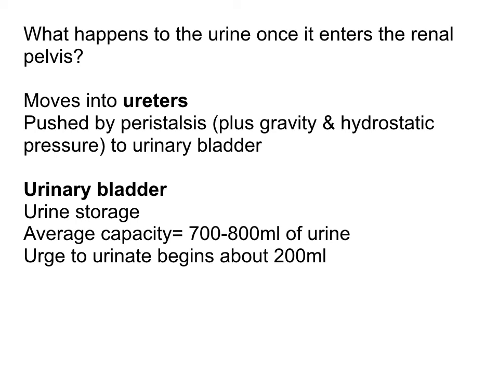The urinary bladder is just for urine storage. Its average capacity is about 700 to 800 milliliters of urine. However, it is rare that you will actually fill your bladder to that capacity, because the urge to urinate begins at about 200 milliliters.